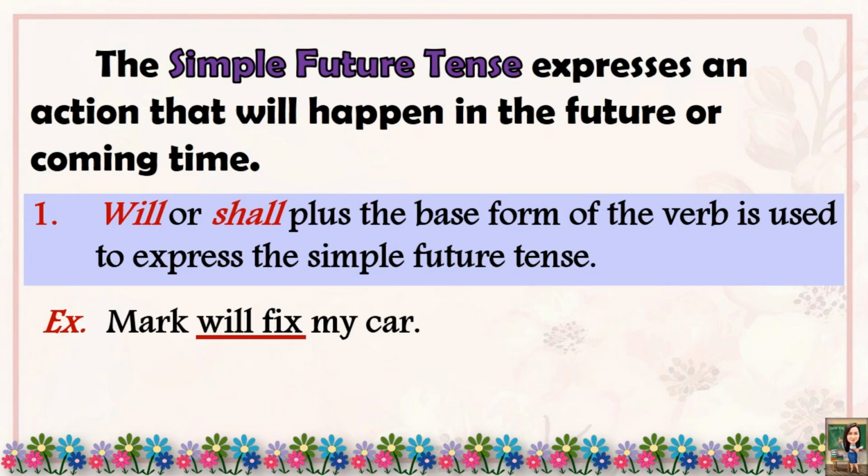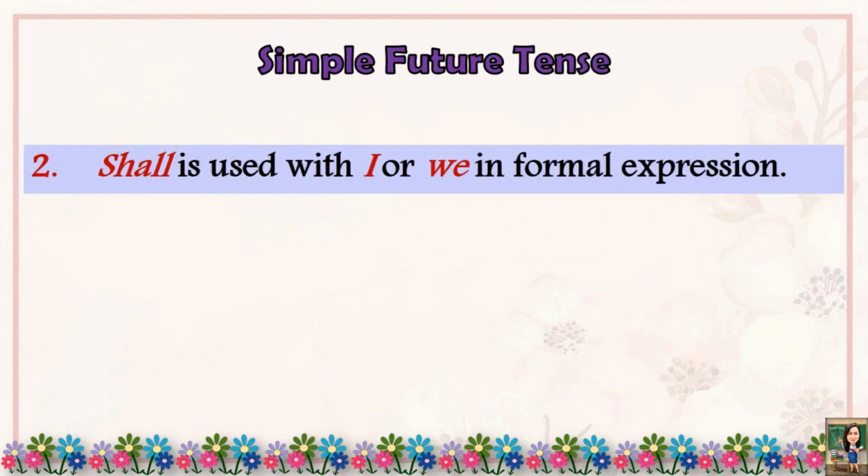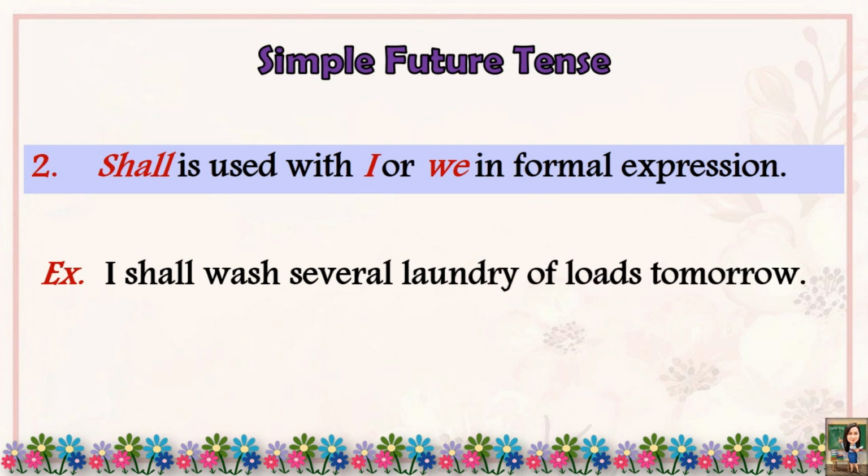Another is, we shall go to breakfast at 8 o'clock. The verb in this sentence is go. Then we add shall to show future tense. Shall go. In simple future tense, shall is used with I or we in formal expression. For example, I shall wash several loads of laundry tomorrow.